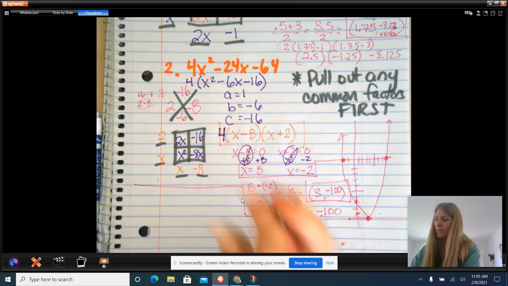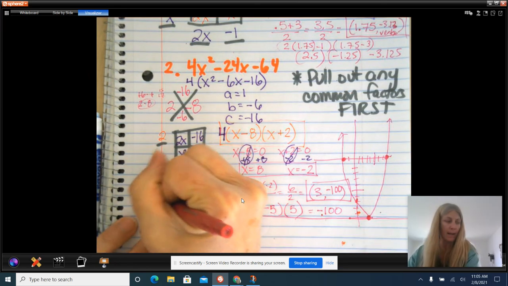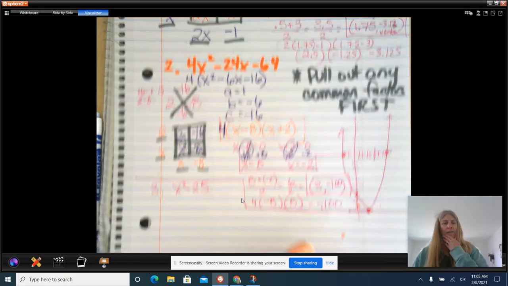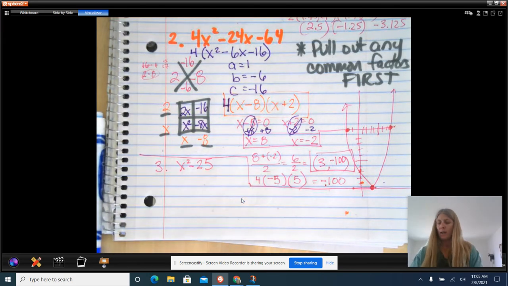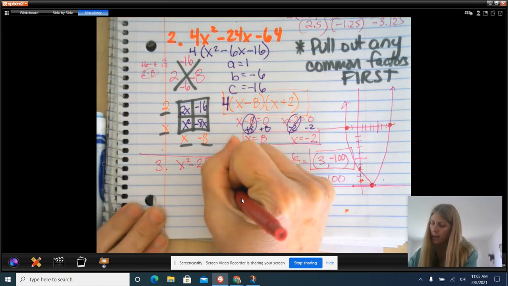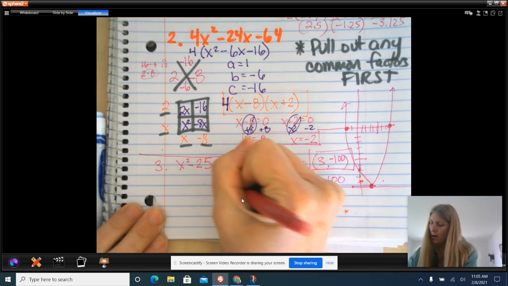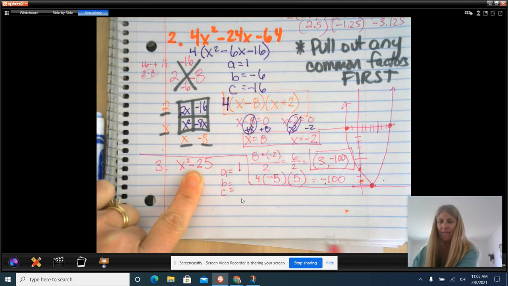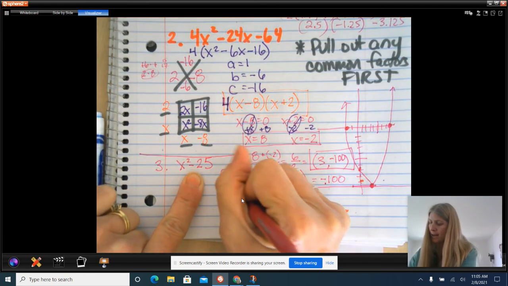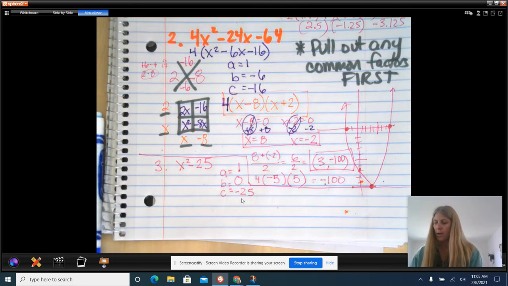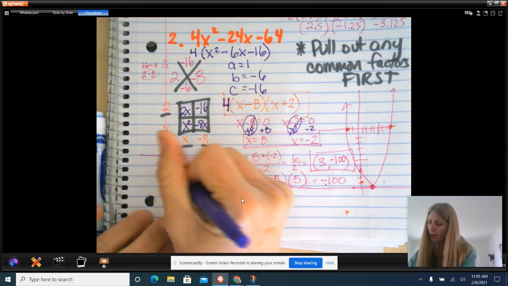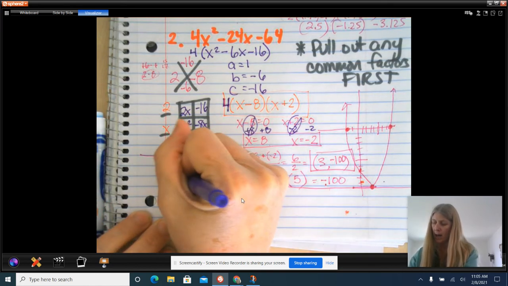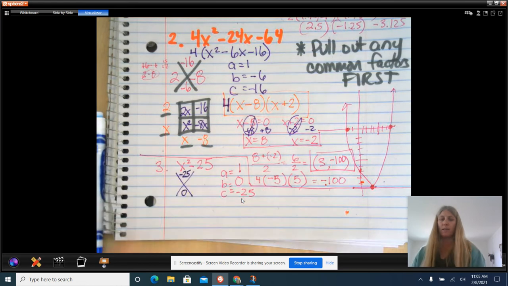So our last one is a weird example, x squared minus 25. And the reason I'm showing you this is because when we pull out our a, our b, and our c, our a is 1, our b is 0. We don't have an x. And then our c is negative 25. So as we go ahead and put this into our diamond problem, we have a times c up top, and our b bottom is 0.